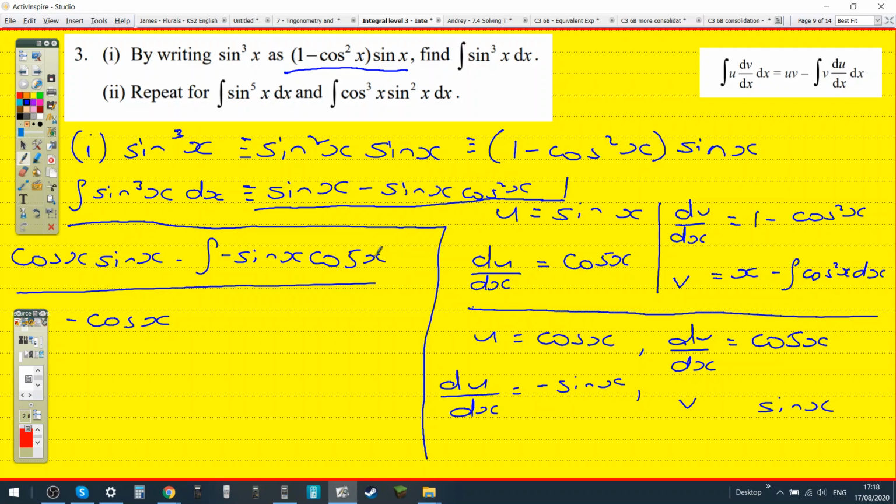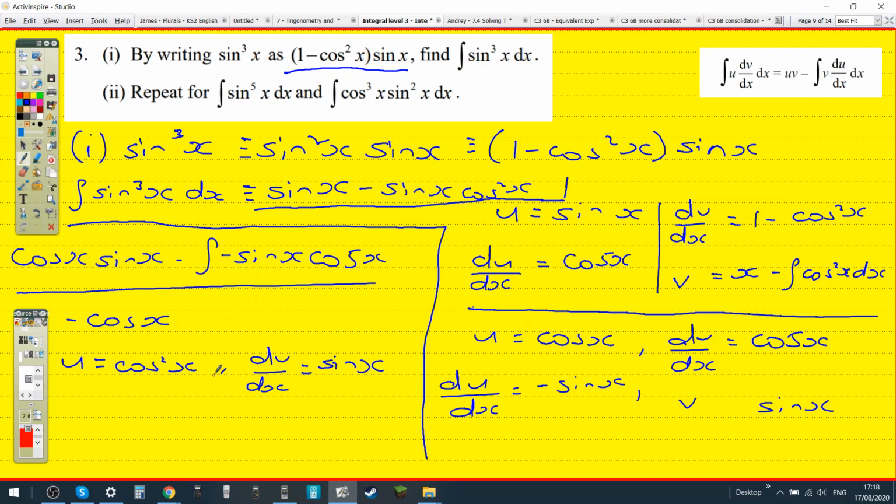I'm thinking we make the cos squared x the derivative thing. So make that the u. Sorry, what's the u? So make u be equal to cos squared x. Okay. And dv by dx is sine x.